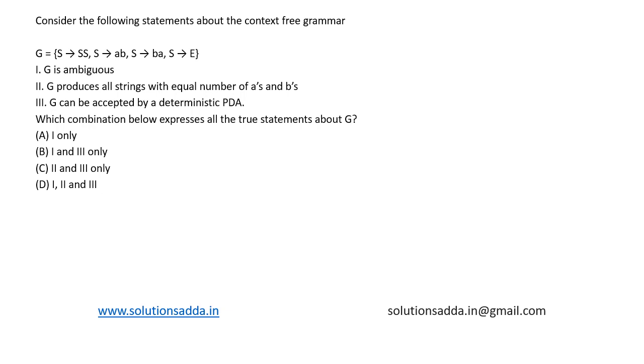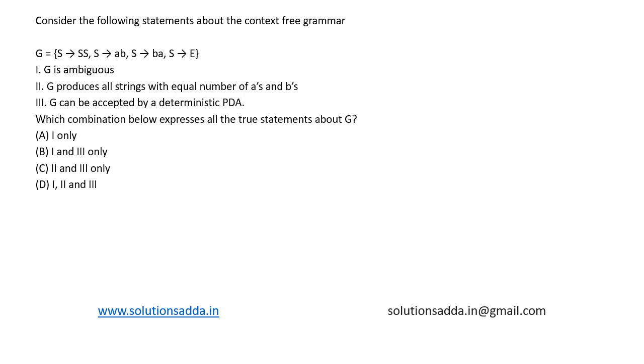G is ambiguous. G produces all strings with equal number of A's and B's. G can be accepted by a deterministic pushdown automata. Which combination below expresses all the true statements about G? And four options are given. So let's consider each and every option one by one.